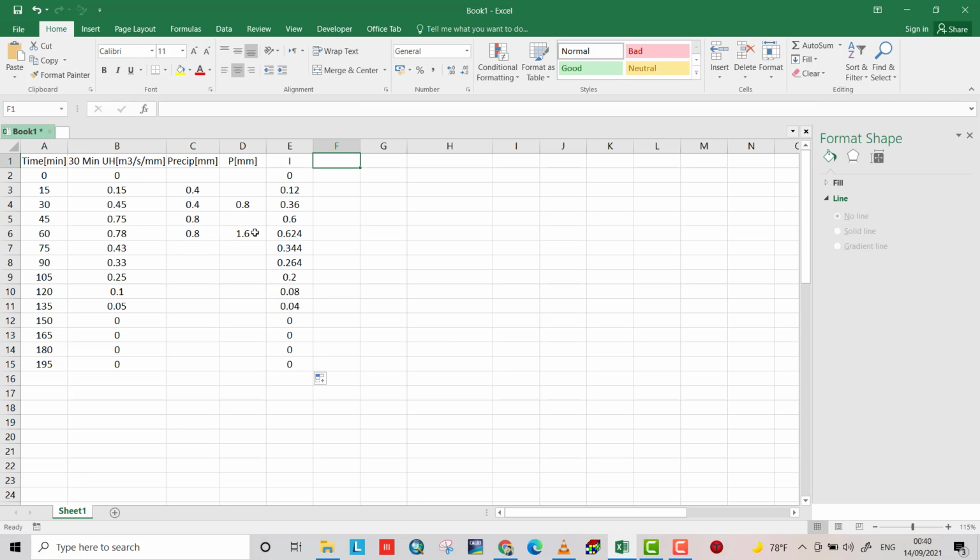For the second precipitation, 1.6, I have to write 2 in Roman numeral. We have to shift it by half an hour. That's 0.15. This is 0.15 here.